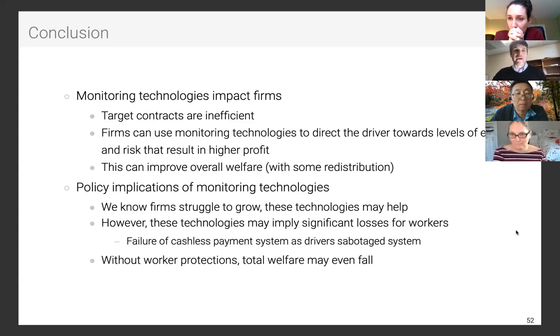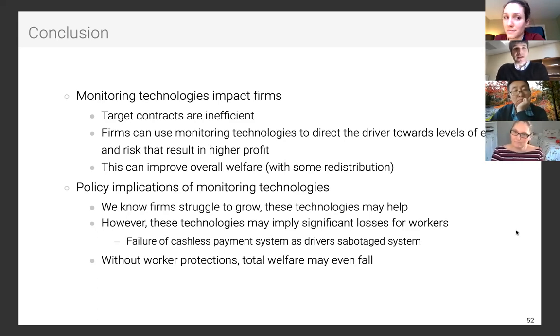It raises questions about whether these monitoring devices might help firms grow. So this could actually be a solution for SMEs. But if we're concerned about worker welfare, particularly in countries with poor labor protections, this is something we need to consider seriously. We don't want to just stop at looking at firm growth and firm profits if you have labor abuses that go along with this.